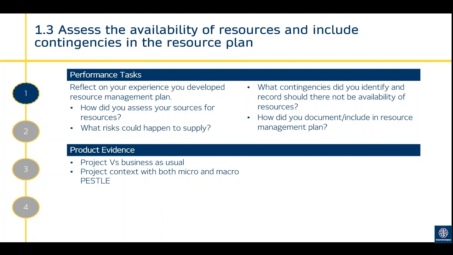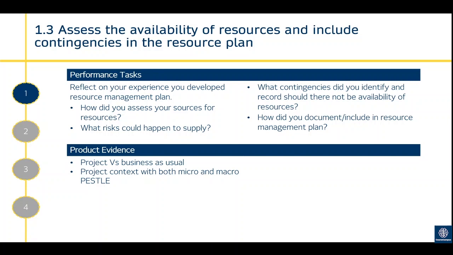So reflect on your experience where you've developed a resource management plan. How did you assess your sources for resources? What risks could happen to the supply and what contingencies did you identify and record should there not be the availability of your planned resources? So that is perhaps substituting equipment or materials for something else if there's none available. And how did you document and include this in your resource management plan?